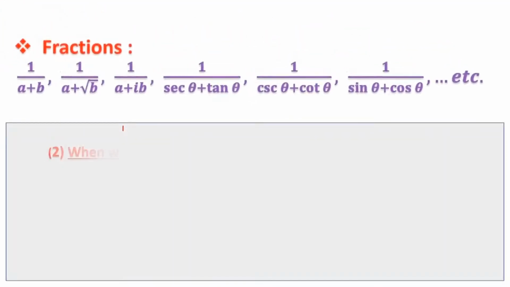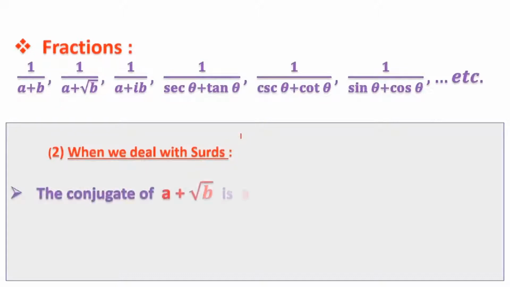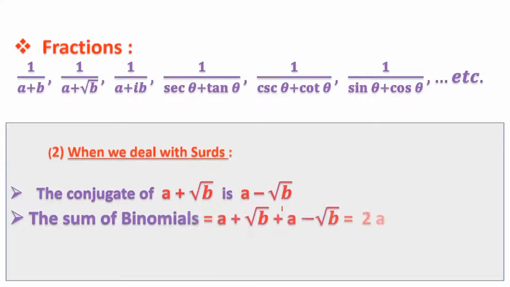Second, when we deal with surds, here 1 upon a plus root b is an irrational number, so the conjugates are used to rationalize the denominator of a fraction. The conjugate of a plus root b is a minus root b. Just change the sign of the irrational part. The sum of binomials is equal to a plus root b plus a minus root b. Here, positive root b cancels with negative root b. Therefore, the sum is equal to twice a.